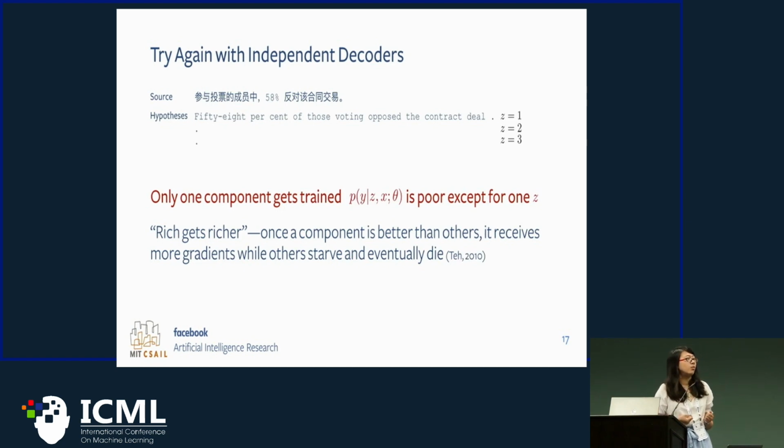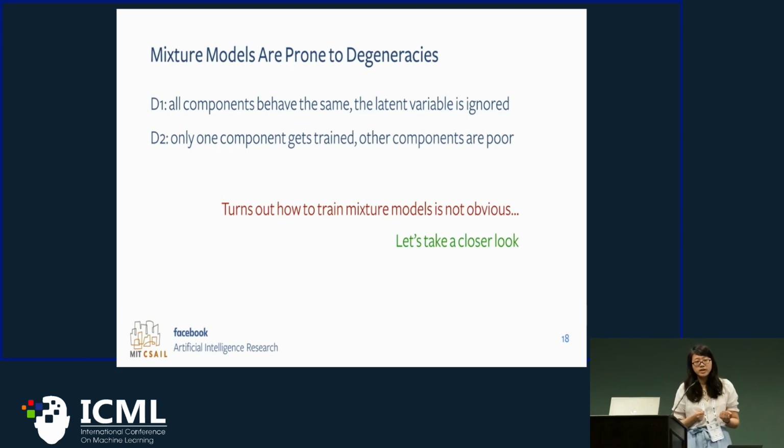This is because of the well-known rich-gets-richer phenomenon, where once a component is better than others, it receives more gradients, and others starve and eventually die. It turns out that mixture models are prone to two major types of degeneracies. Degeneracy type 1: all the components behave the same, and the latent variable is ignored.